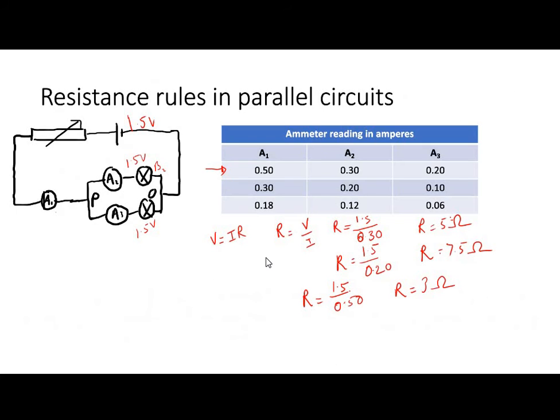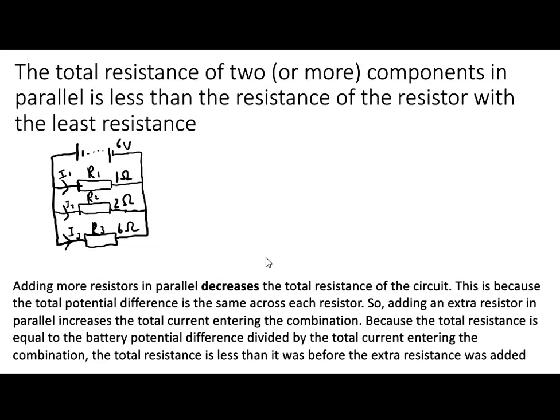Oh, sorry. And that is an important difference between series and parallel circuits. Okay, so let's look at that rule, what that means. So the total resistance, and I'd like you to write this rule down as well. The total resistance of two or more components in parallel is less than the resistance of the resistor with the least resistance. Okay, so what does that mean?